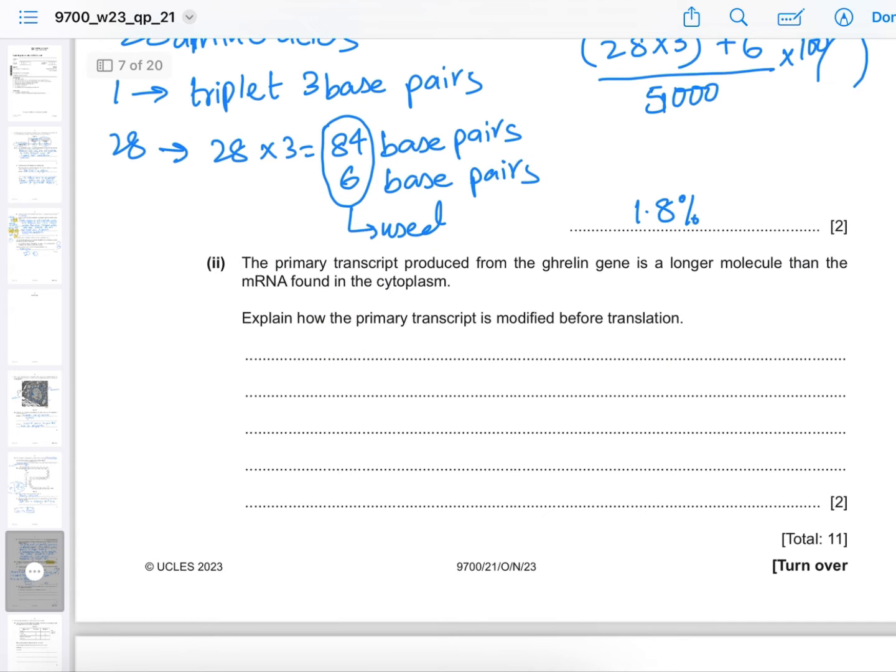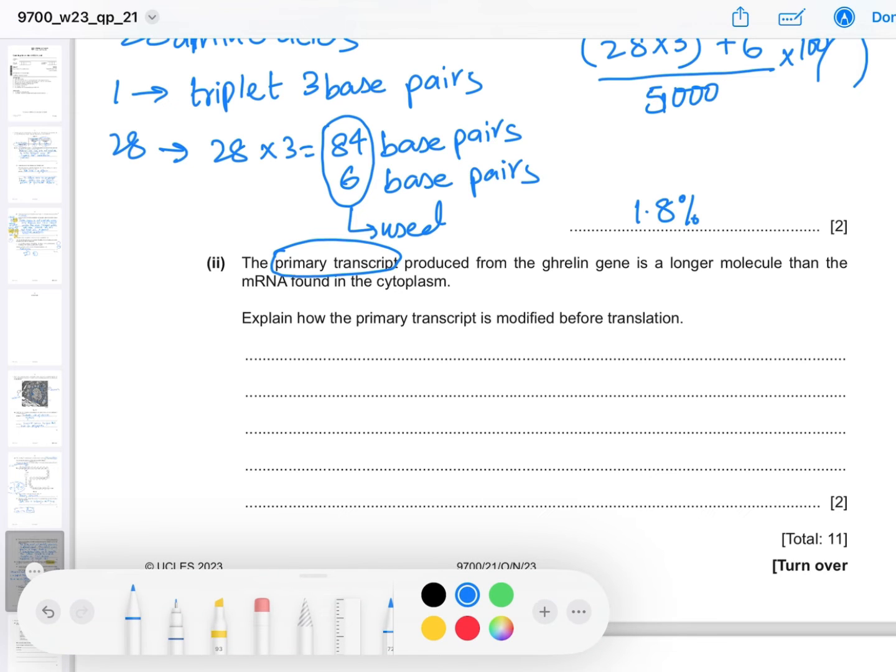Part 2. The primary transcript produced from ghrelin gene is a longer molecule than the mRNA found in the cytoplasm. So the primary transcript is the first product that you gain from transcribing the DNA. Explain how the primary transcript is modified before translation. So RNA transcription is split into 2 steps, and RNA transcription will produce the mRNA that they are talking about over here.